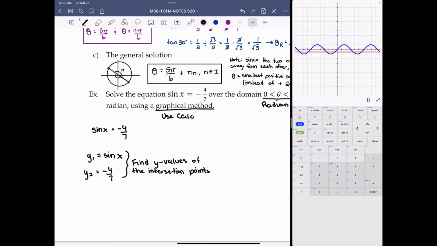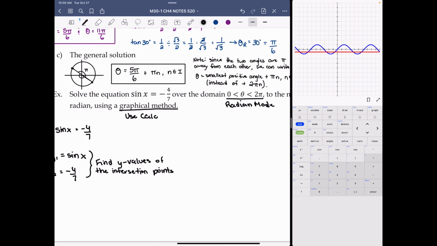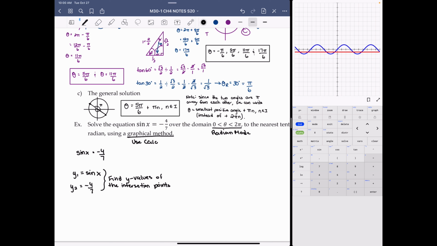We want to restrict our domain to what's listed here, which is 0 is less than theta is less than 2 pi. So I'm going to go to my window and change my x minimum to 0, the lowest value of the domain, and my x maximum to 2 pi, using second function pi, enter. In this case, it doesn't really matter what we count up by because we're rounding to the nearest tenth either way. But we can get in the habit of counting up by one of our special angles on the x-axis: pi/6, pi/4, pi/3. I'm going to go with pi/6 because that's the smallest of the special angles.